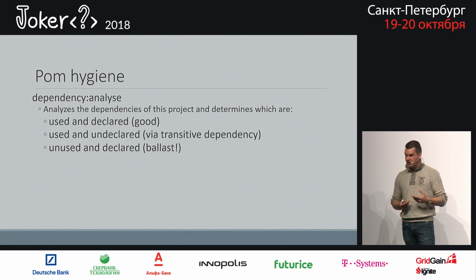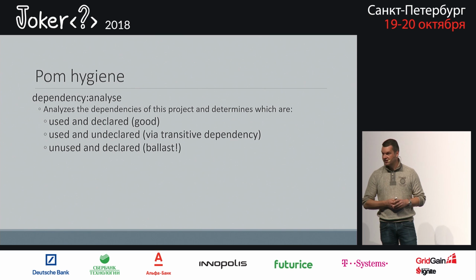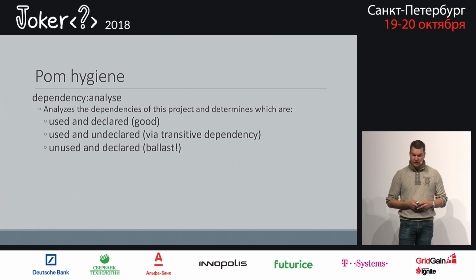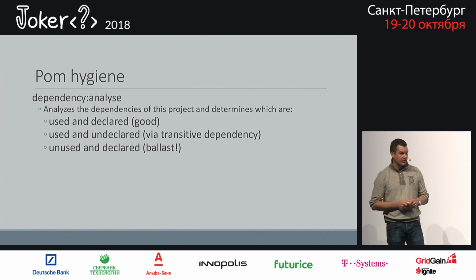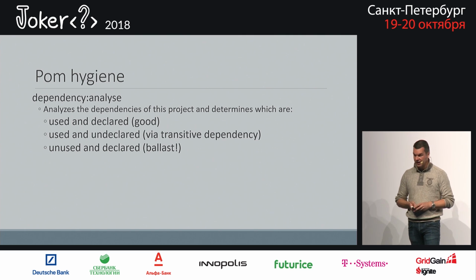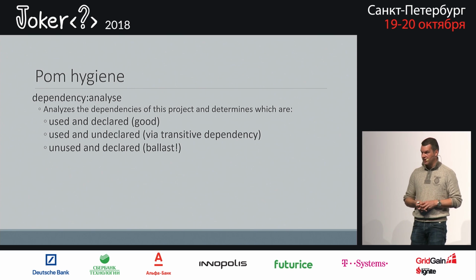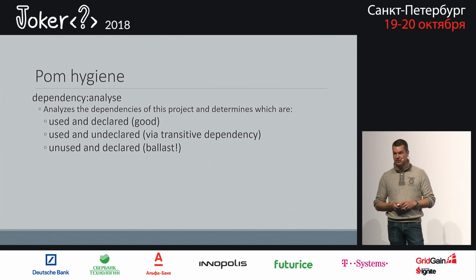So there are three categories. The first one is used and declared. Perfect. The next one is used and undeclared. So these are dependencies you get via a transitive dependency, but you should actually declare them explicitly. And the other one is unused and declared. So maybe you had some code in the past that was using this library, but it's never used anymore.